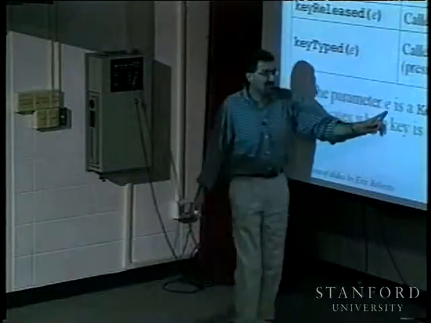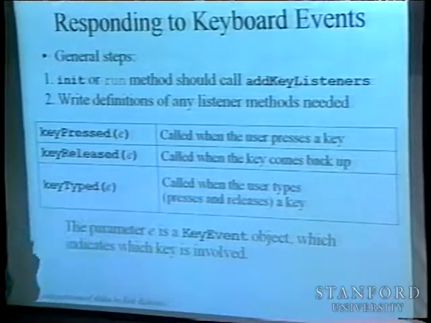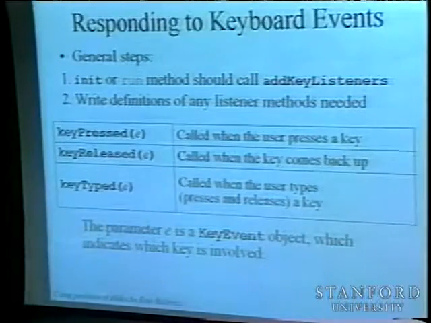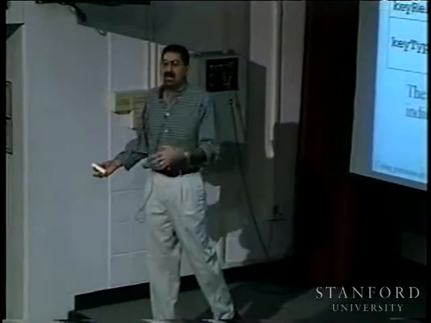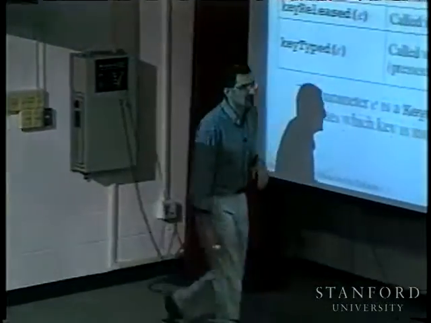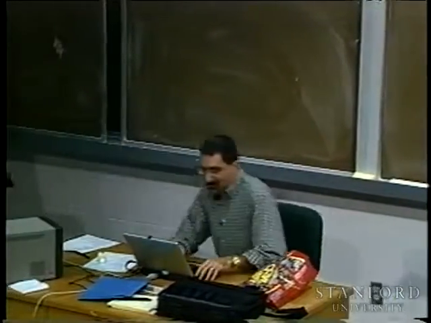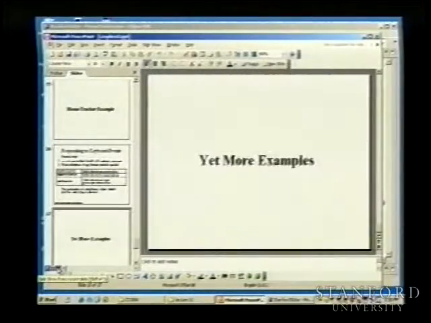What you get in this E is an event. It's not a mouse event, it's a key event. And a key event is an object which has information about, for example, which key was pressed. The book goes into the details of which key was pressed. But I want to show you a simple example of this where we don't even care what key was pressed. All we care is that a key was pressed. So yet another example. Woohoo!